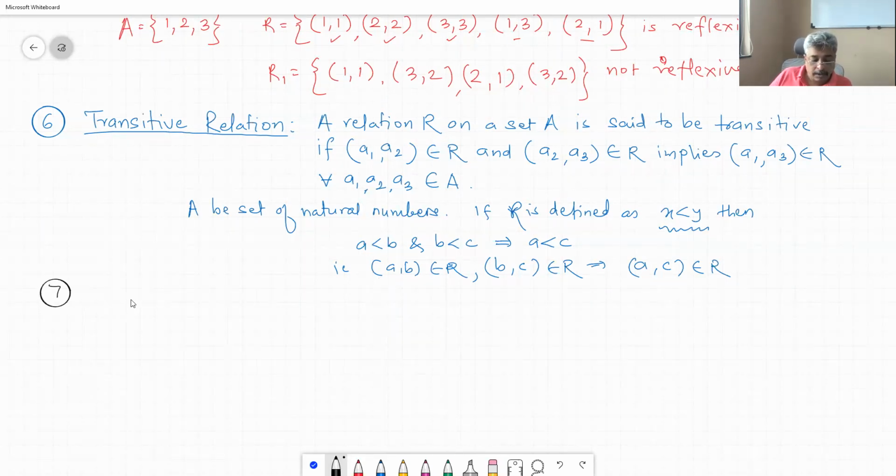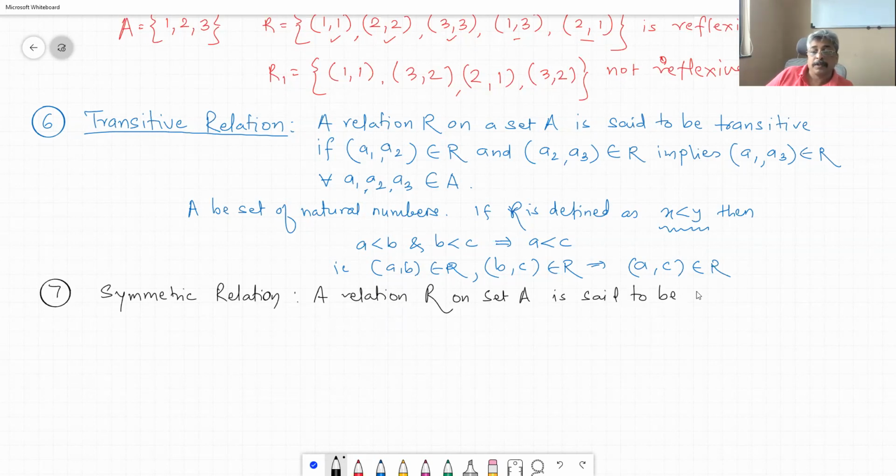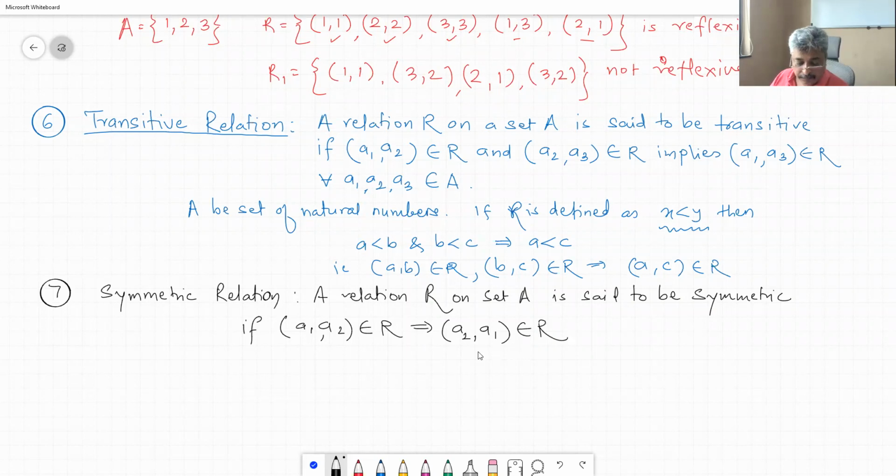Symmetric relation. A relation R on set A is said to be symmetric if (a1, a2) belongs to R implies (a2, a1) belongs to R, for all a1, a2 belonging to A.